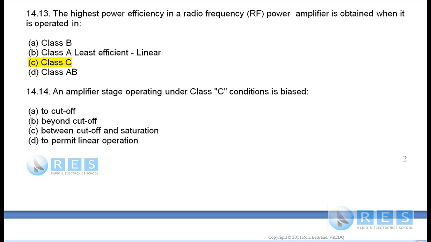Class A is linear, and class B is higher efficiency than class A, and it can also be a linear amplifier if we use 2 of them, but one class B on its own is non-linear. And class C is certainly the most efficient. The efficiency of class C, you don't have to remember this, it's between 60 and 80%, which is quite efficient, and it's very non-linear, extremely non-linear. That might help.